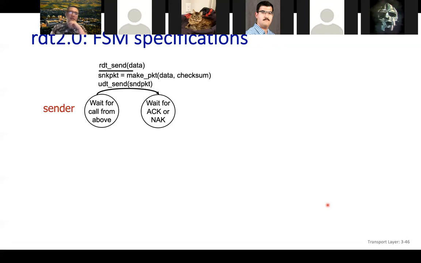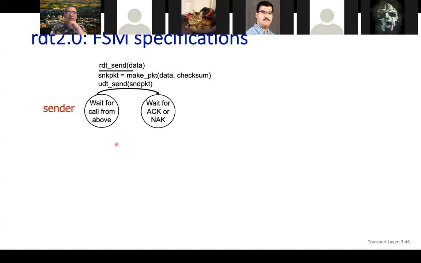Similarly, the RDT send data triggers the state to change from wait for call from above to wait for acknowledgement or negative acknowledgement, ACK or NAK, right? So this triggers the state change. And what triggers the state change back? After you receive the acknowledgement or negative acknowledgement, when you receive the packet. Still remember this RDT receive packet.